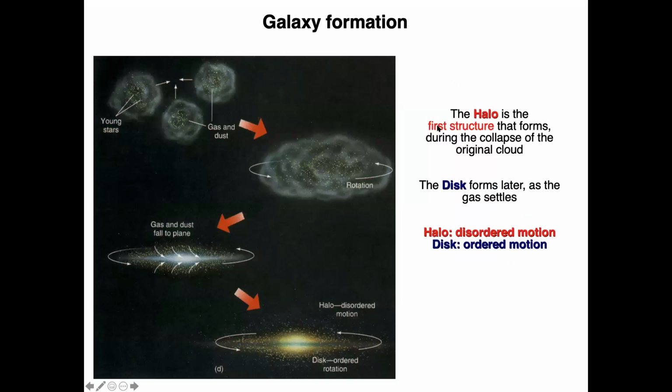The halo is the first structure in the galaxy that forms during the collapse of the original cloud. You have the pre-galactic cloud falling in. As it conserves angular momentum, it starts to shape into a disk due to rotation, but meanwhile stars are already forming, and they form the halo. The disk forms later as the gas settles in. So then what you're going to have in the halo is disordered motion from the stars that were forming while the gas was collapsing. And in the disk, you have the ordered motion because you have the ordered rotation.